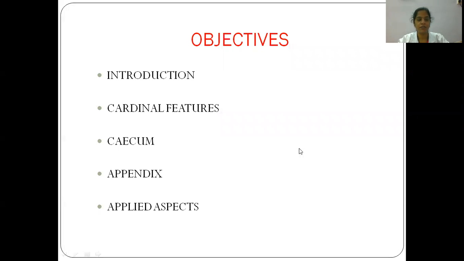In this class, we are going to discuss the caecum and appendix. It's included in the large intestine. First we'll see the features of the large intestine, its cardinal features. Then we are going to discuss the caecum and appendix. Then we are going to discuss the applied aspects. What are the clinical conditions we have to learn in the caecum and appendix? That's what we are going to learn today.